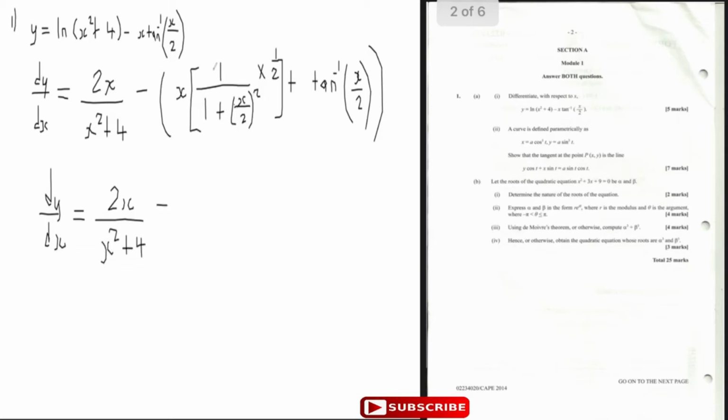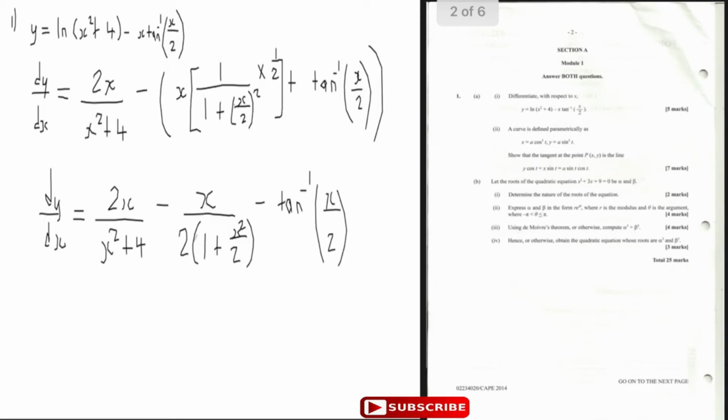minus, now this is how we simplify this, 1 times 1/2, that's going to be 1 in the numerator, but then this 2 can go in the denominator. All right, so just to pretty it up, the 2 can go in the denominator to let the x come in the numerator, so it becomes minus x over 2 times (1 plus (x over 2) squared), minus tan inverse x over 2. You can simplify it some more if you want, but that's not important. This is dy dx.